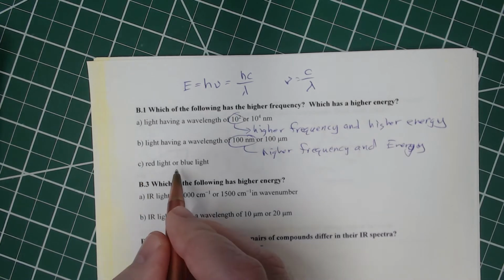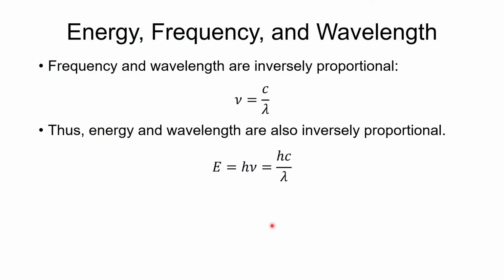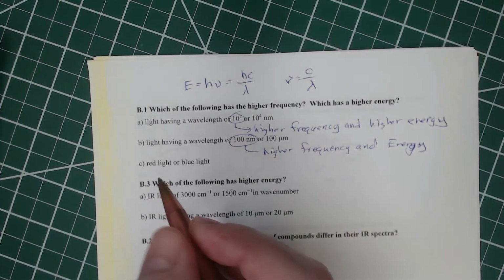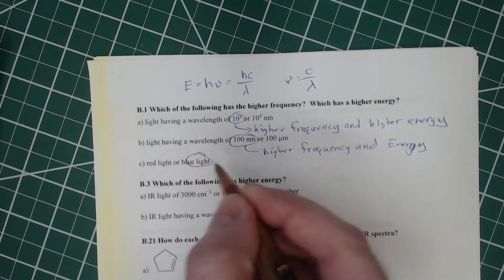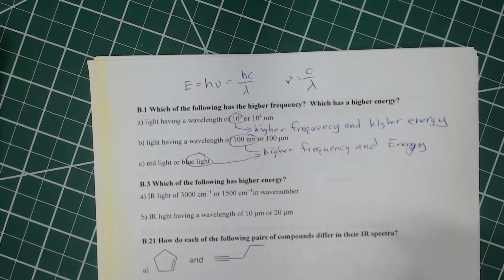All right, and then red light or blue light. You may or may not remember this from that previous page, but I'm going to go back. Blue has a shorter wavelength than red light, and since blue has a shorter wavelength, that means it has a higher frequency and a higher energy. So we'll go back over here. The blue light, again, higher frequency and energy.